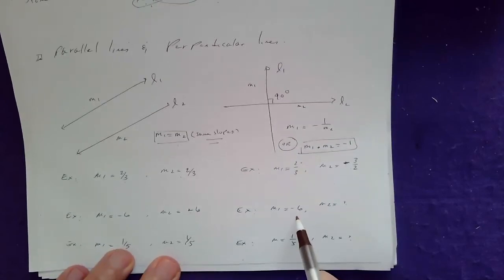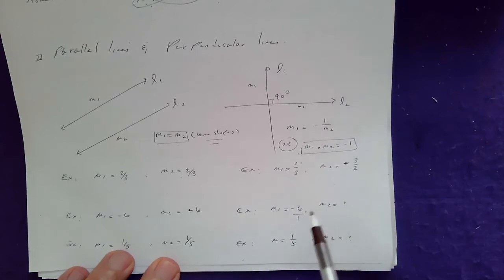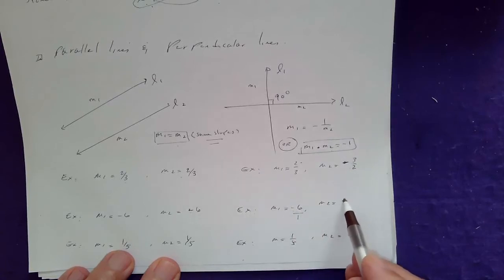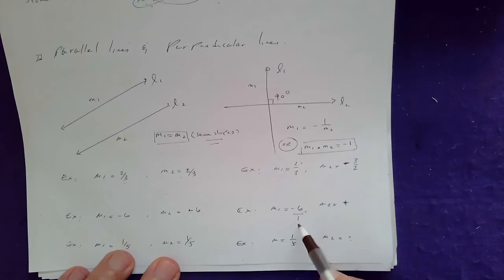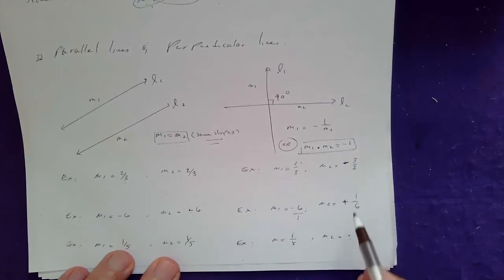If the slope of the first line is -6, which is the same as -6/1, the slope of the line which is perpendicular to this line is what? Opposite. Opposite of negative is positive. Now you have to flip the slope, so the answer is +1/6.